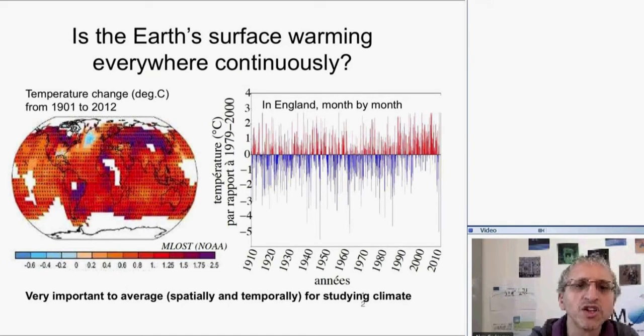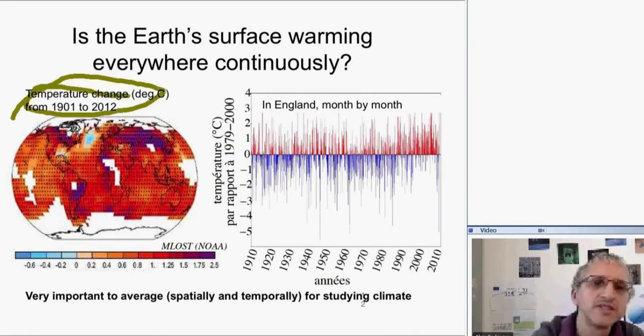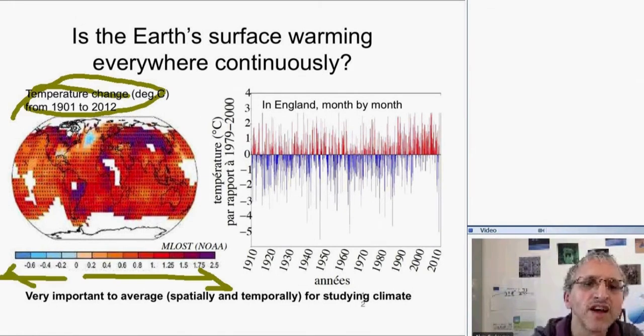So now the question is, is the Earth's surface warming everywhere in the world, not only in the northern hemisphere, and continuously? So what I'm showing here on the left-hand side, this figure, is the temperature change from 1901 to 2012, essentially from the beginning of the last century. And keep in mind, in red you've got warmer temperature, so it goes from 0 to plus 2 degrees here. And when it's blue, it's colder, and it goes down to about half a degree.